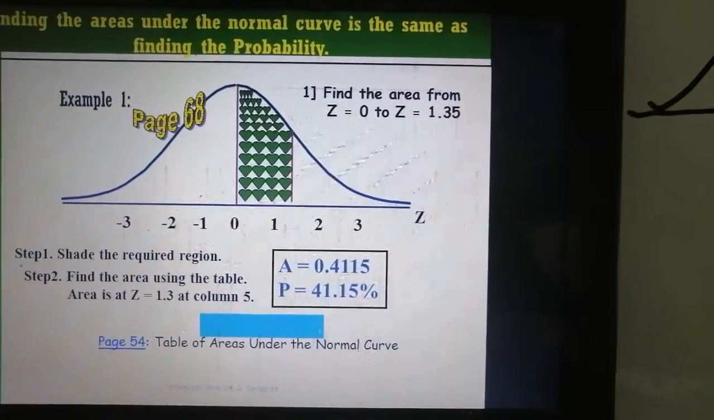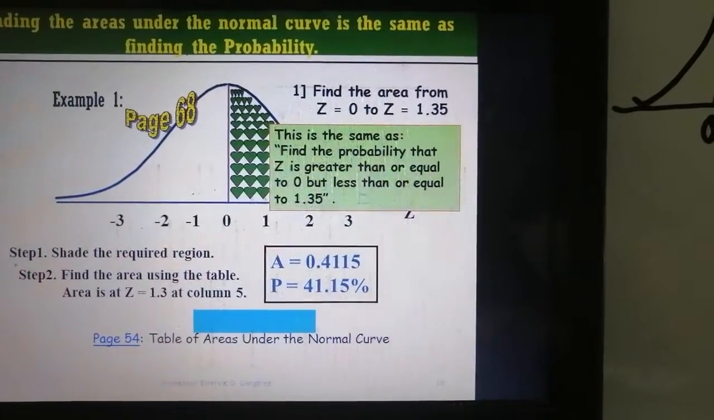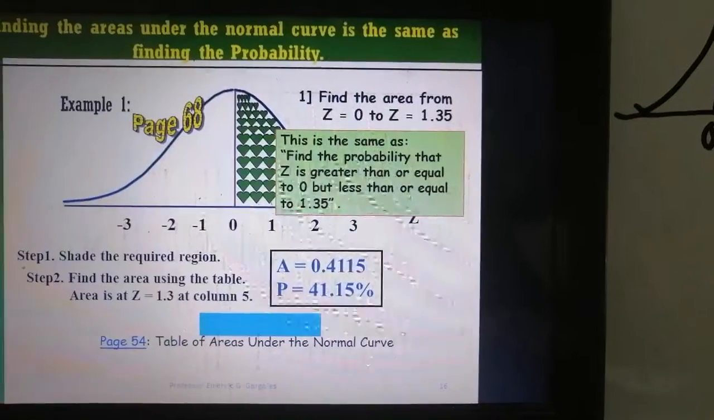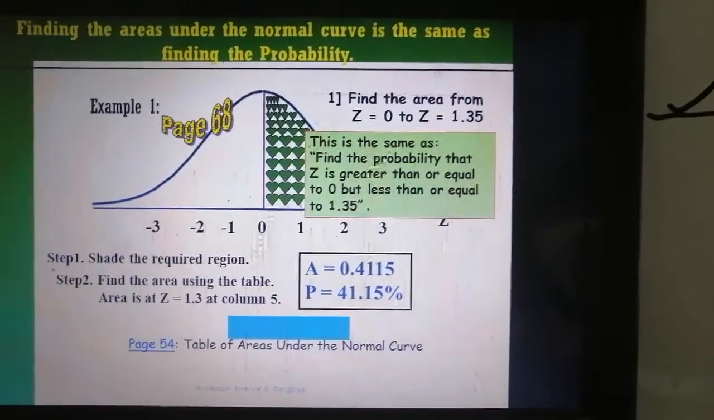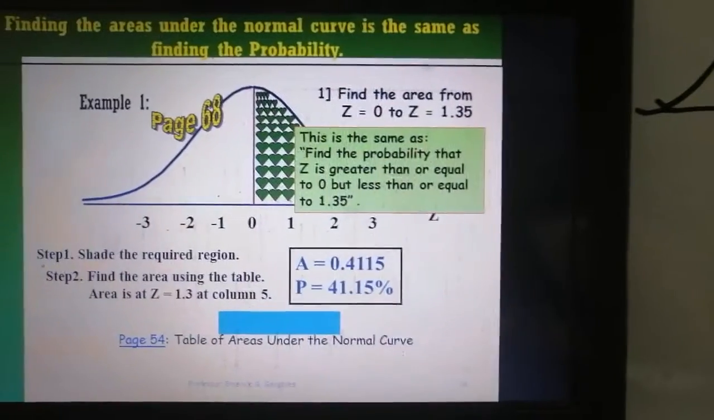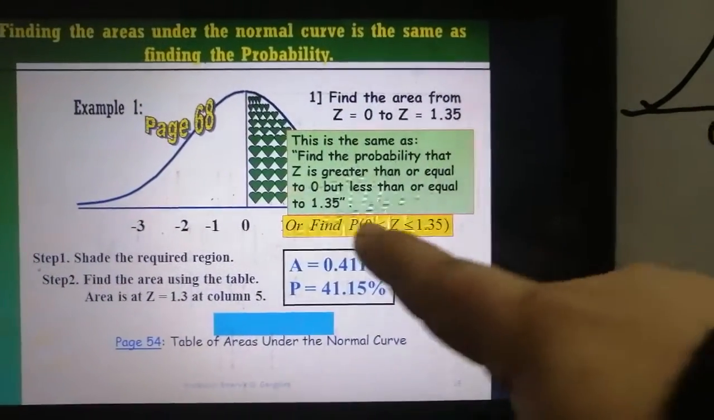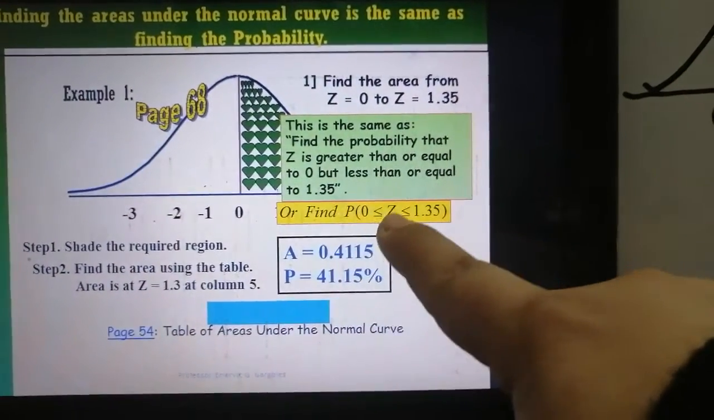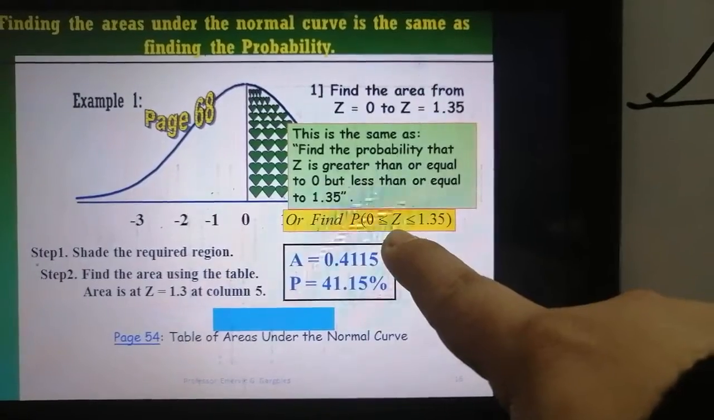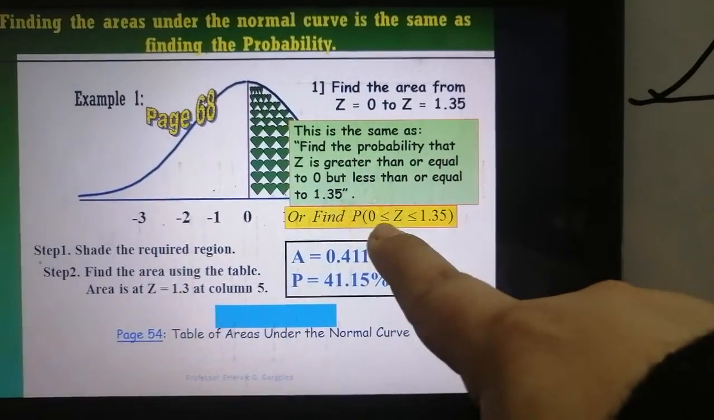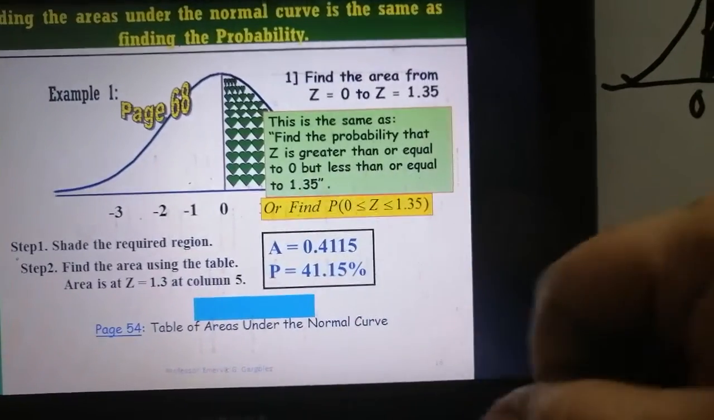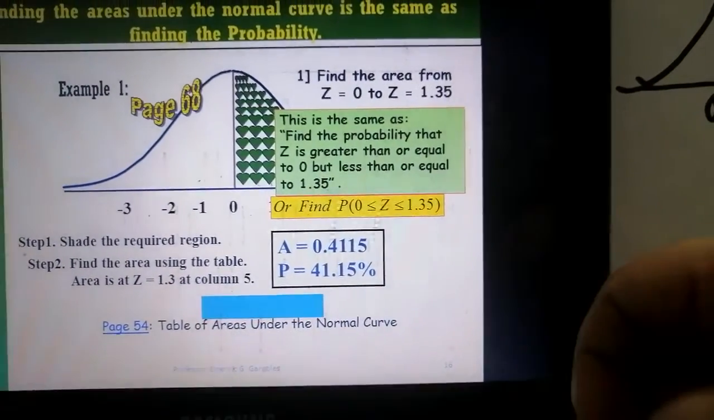If you have a problem like this, it may also be restated as: find the probability that z is greater than or equal to 0, but less than or equal to 1.35. In symbols, you may write that as the probability of getting z in between 0 and 1.35. So you will use less than or equal to symbols.